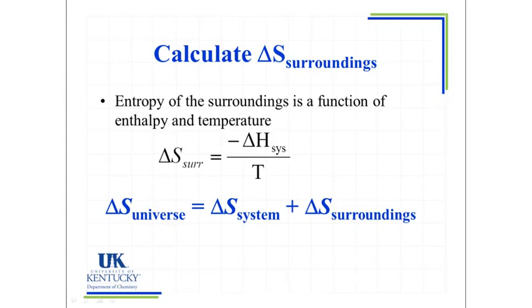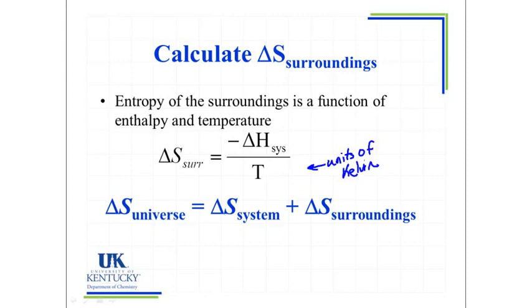So if I want to look at the relationship between enthalpy and delta S of the surroundings, I have to take the negative of the delta H value, the negative enthalpy of the reaction or the system, and divide it by the temperature. Remember that the temperature must be in units of Kelvin.